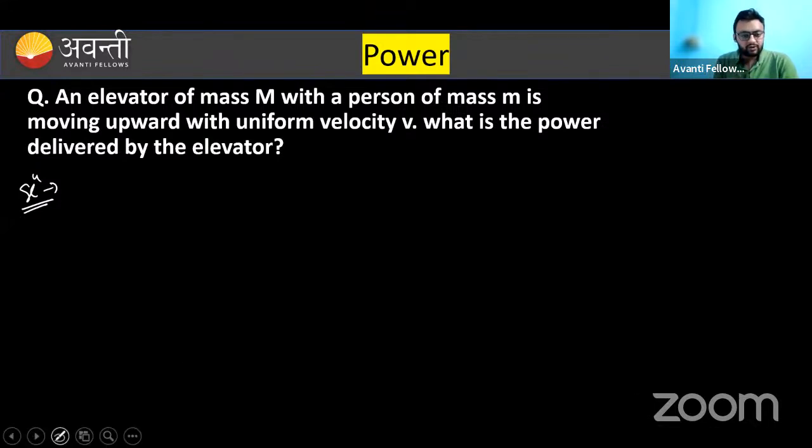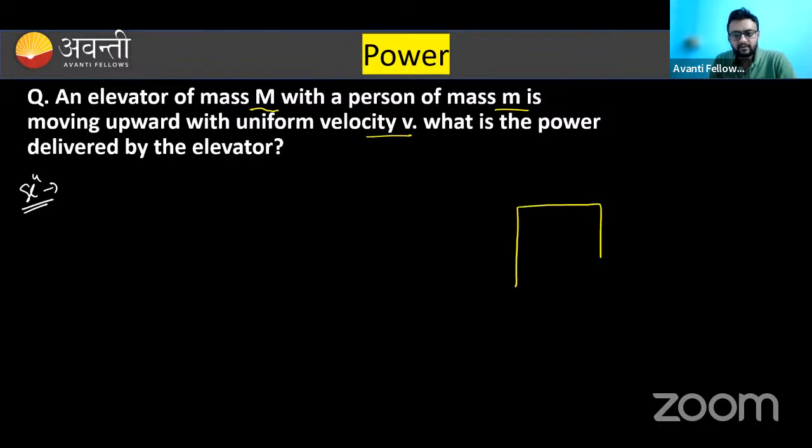Okay. What does the question say? The question says an elevator of mass M with a person of mass m is moving upward with uniform velocity v. So there is an elevator. An elevator is what? A lift. This is an elevator. This elevator has a mass M and a person of mass small m.